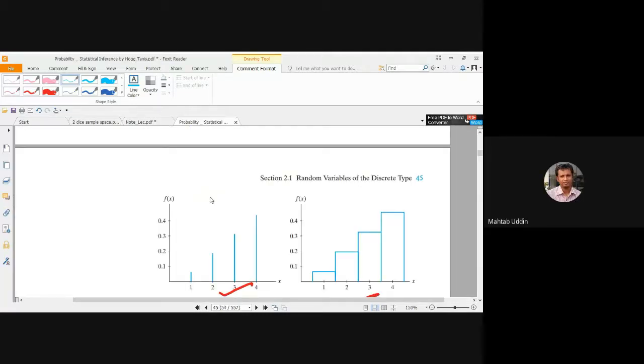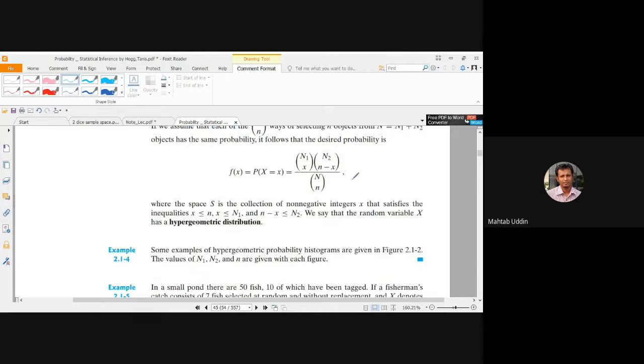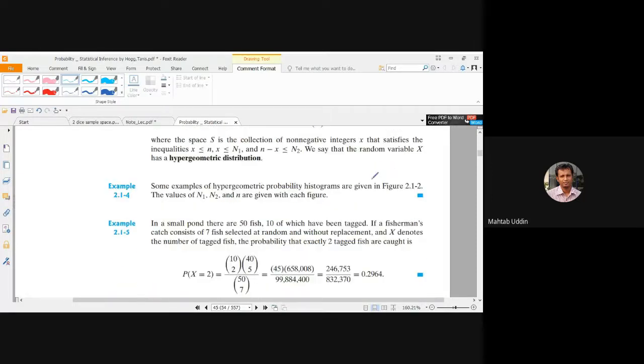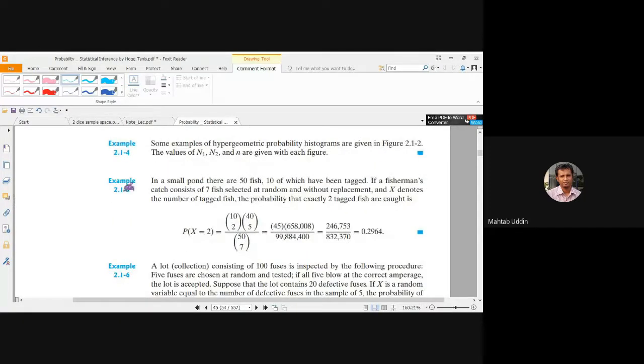So I have said the basics, you will understand by reading yourselves. That is the system. I am going to give an example here, number 5. In a small pond, there are 50 fish. So how many total fishes here? 50, am I right? 10 of them has been tagged.